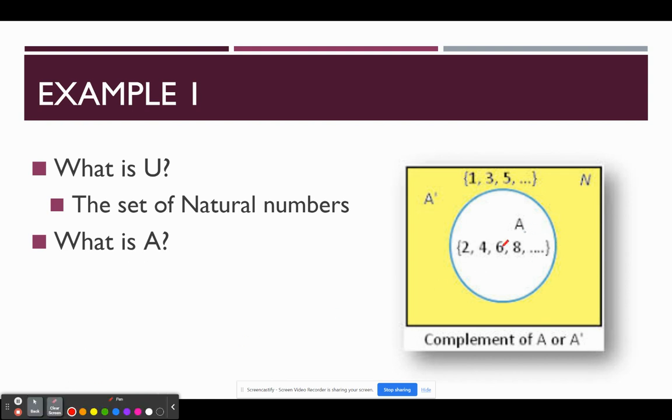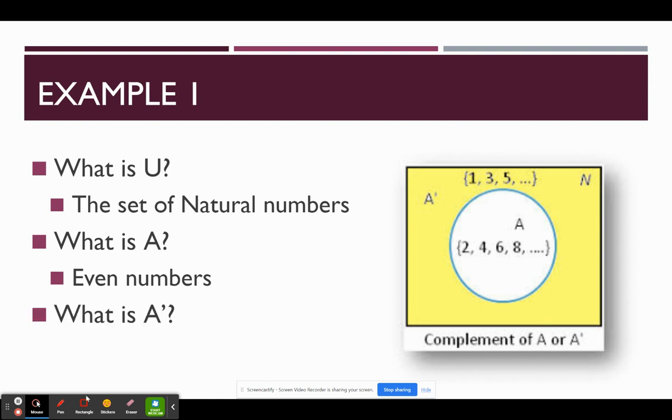Set A. Looks like we're counting up here. So the easiest way to say that is set A are the even numbers. And then lastly, what is the complement to set A? The complement to set A are all the numbers that are not part of set A. So that would be, you guessed it, the odd numbers. So as we look at diagrams, remember, the universal set is all the stuff that we're talking about, the numbers. It could be all the natural numbers, or it could be other stuff. The set is what's inside the circle. The complement is what's outside the circle.